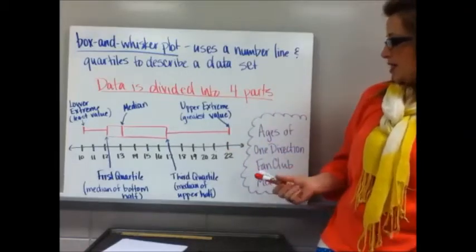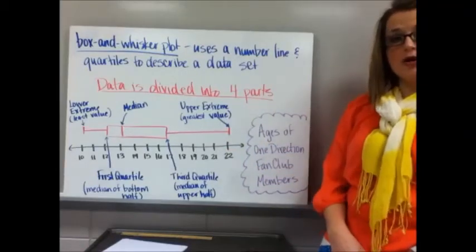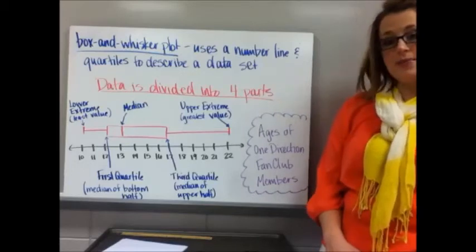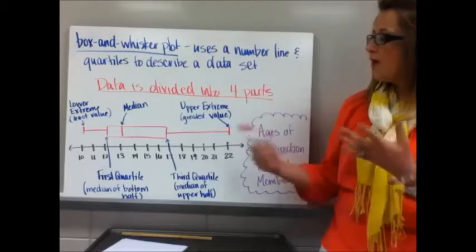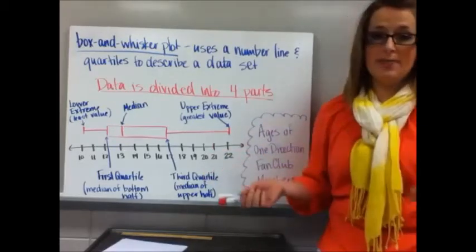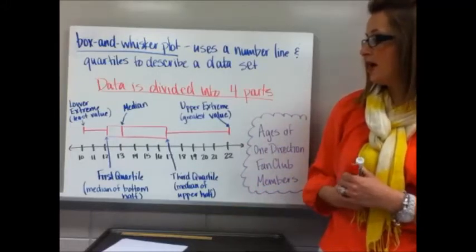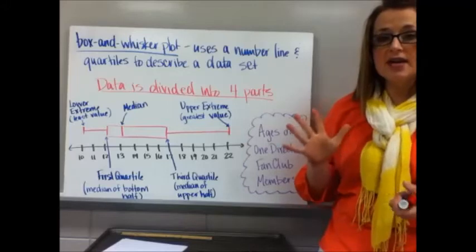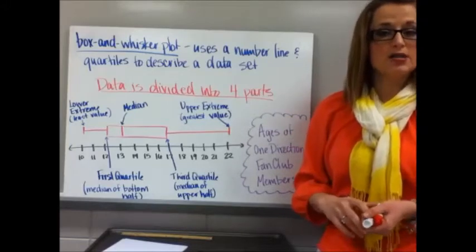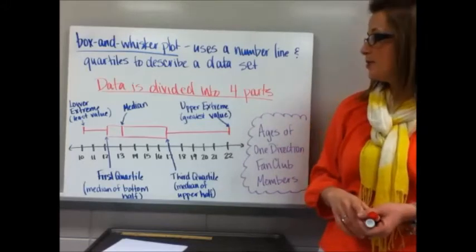We're going to assume that these are ages of One Direction fan club members. What this says does not tell us how many people are in the fan club. It tells us the distribution of the people in the fan club. There are 5 key numbers that are plotted in a box plot. You'll hear this called the 5-number summary.